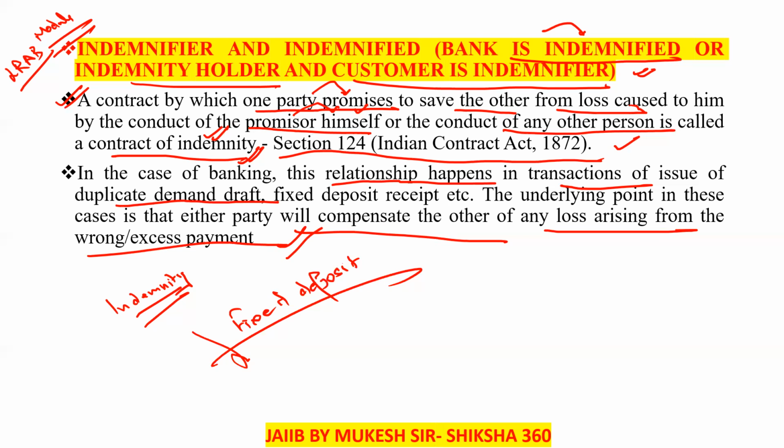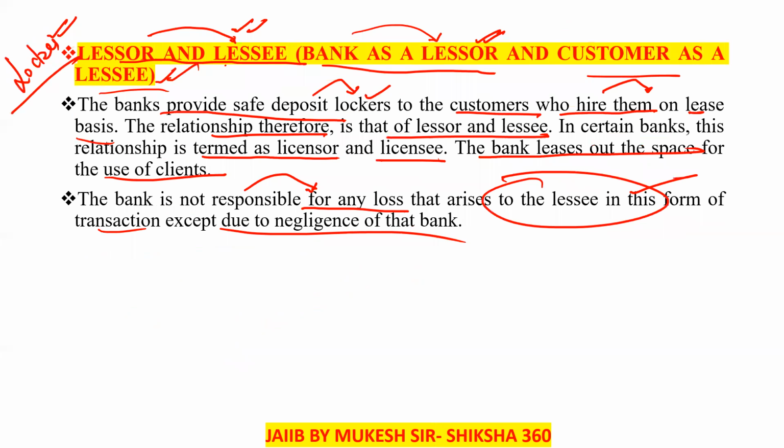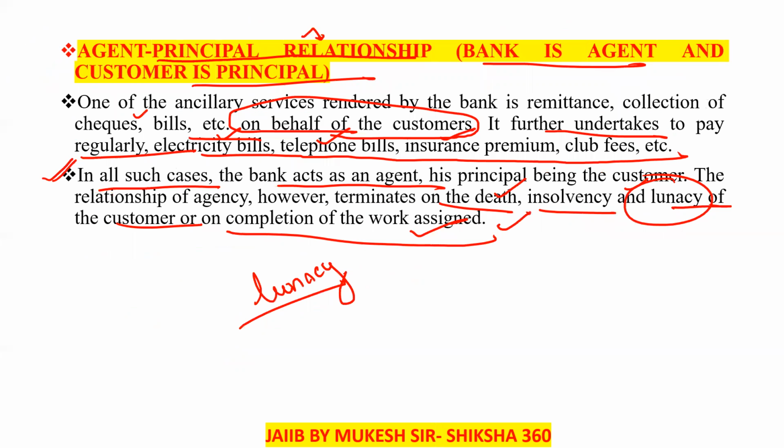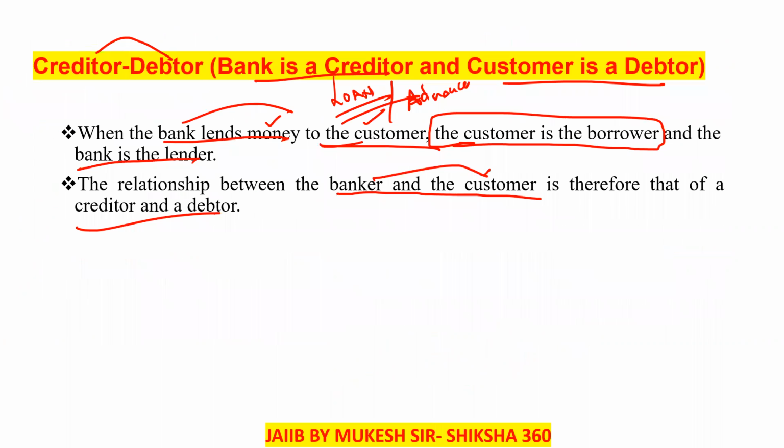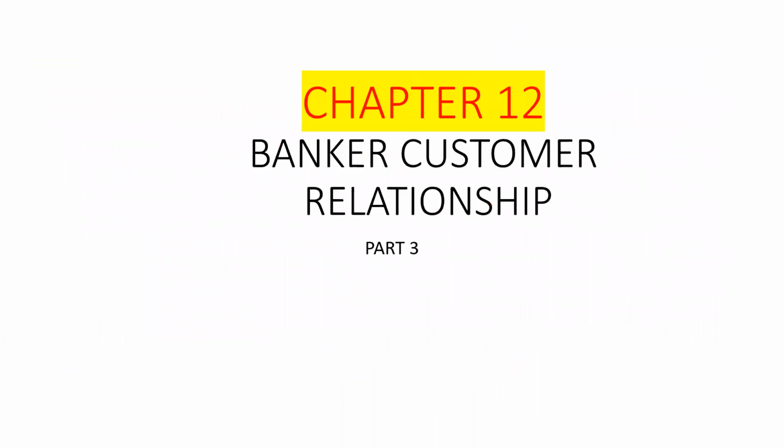So these are some basic discussions of the different types of relationship between the banker and the customer. Hope it is clear to all of you. If you have any doubt, please remember: for the locker, it is lessor and lessee; for the remittance service, the bank acts as an agent and the customer is the principal, and on the guidelines of the principal the bank will do the work. Bailee and bailor is for certain valuables like bonds, securities or other documents kept with the bank, where the bank also knows what is kept. The bank is also a trustee, and debtor and creditor relationships both we have discussed.